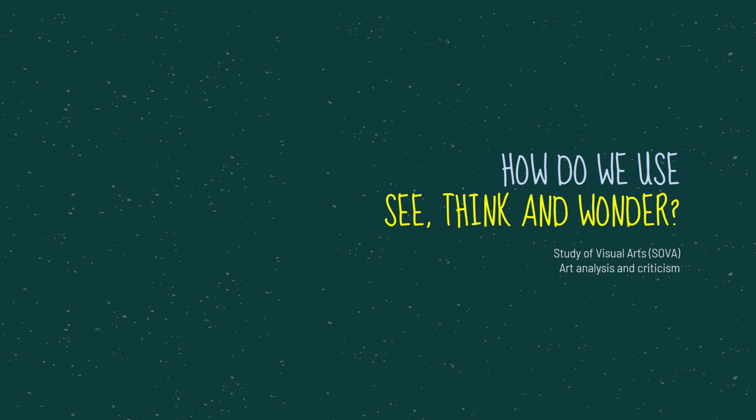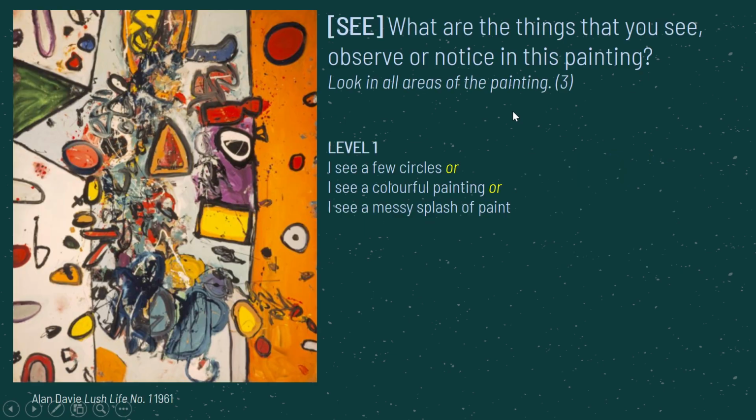All right, so how do I mark a See, Think, and Wonder question? Okay, each question is worth 3 marks. So these 3 marks, I will mark in level 1, level 2, level 3. Level 1 is 1 mark, level 2 is 2 marks, level 3 is full marks. Okay, so take for example a See question, all right?